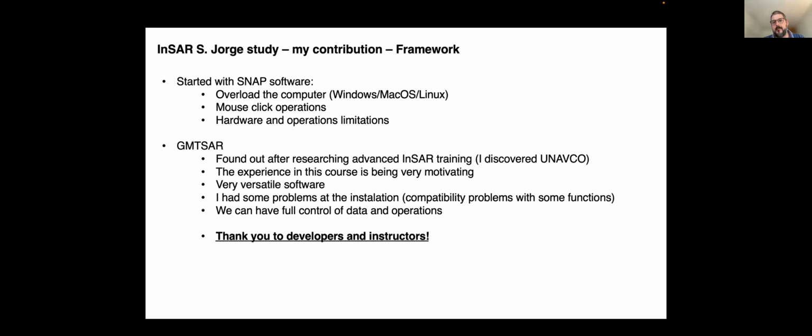So after that, I searched on the internet for training about InSAR data, and I discovered NAVCO and the software GMTSAR. So I'm here, learning the software. It's very easy to use, and I'm very motivated to use it. It's a very versatile software, and in my opinion we can have full control of data and operations. In this learning process, I had some problems due to installation and incompatibility with some functions, but they are solved right now. So I processed the data.